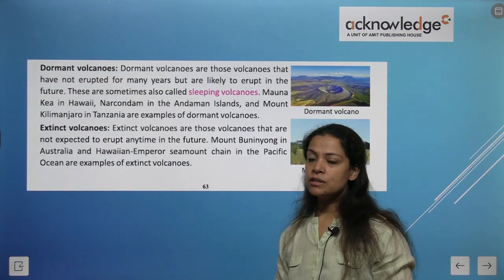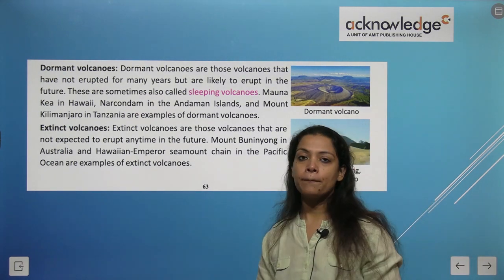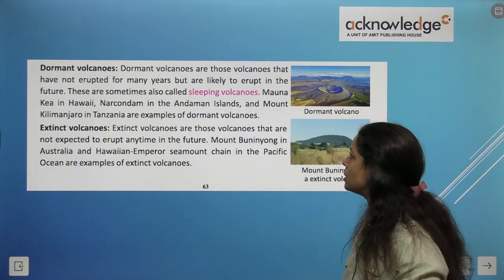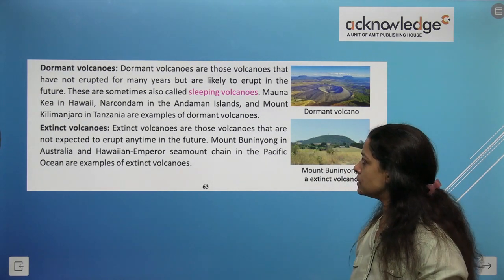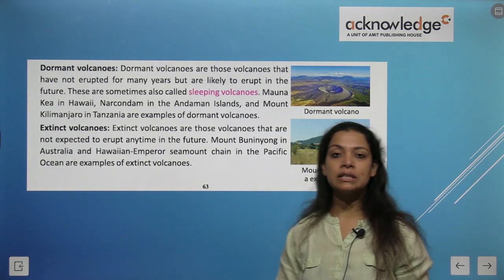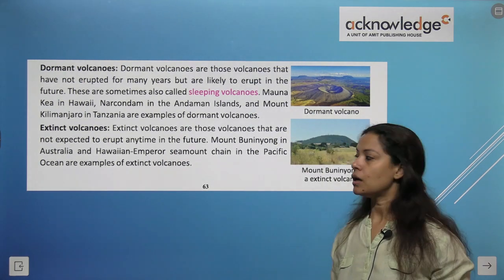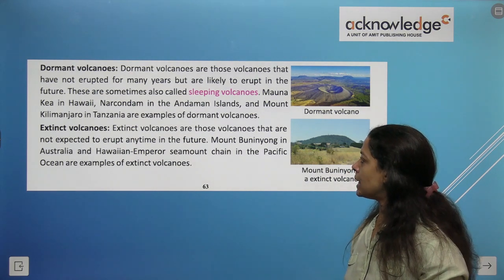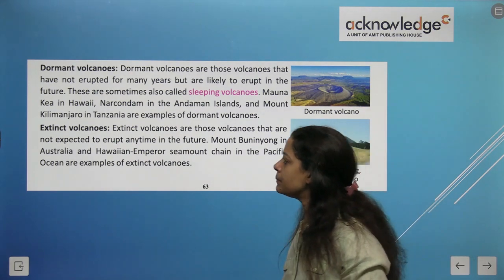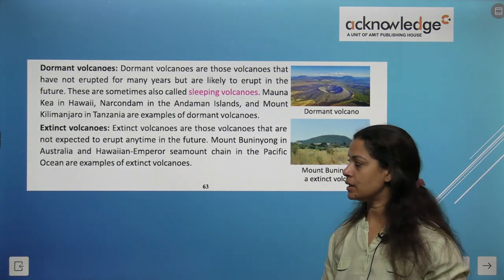Now, what are dormant volcanoes? Dormant volcanoes are those that have not erupted for many years, which are likely to erupt in the future. So they are sometimes called sleeping volcanoes. इनको sleeping volcano कहते हैं, वो कभी भी erupt हो सकता है. Right now they are calm. Mauna Kea in Hawaii, Barren Island in Andaman, and Mount Kilimanjaro in Tanzania are examples of dormant volcanoes.